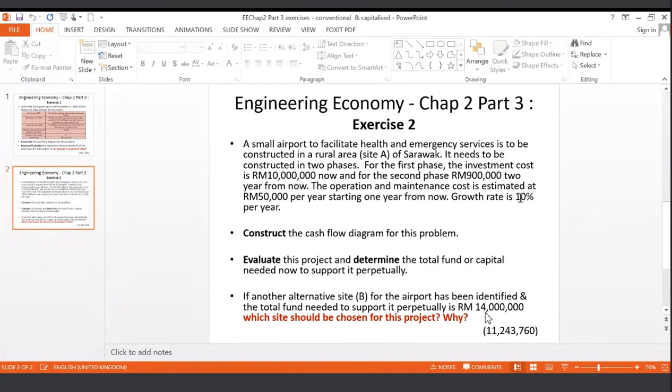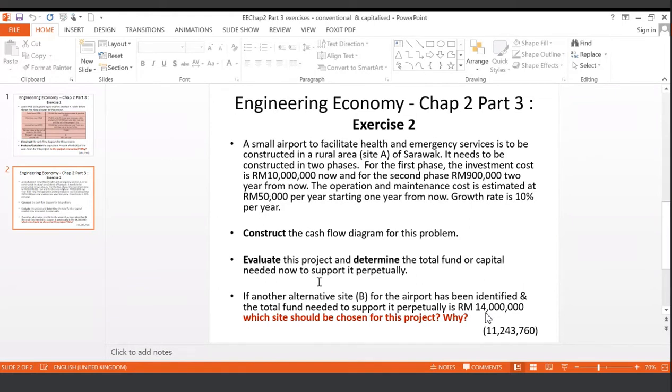So these 10 million and 900,000 arrows, are they pointing upward or downward? Downward, because it is the investment. And the operation and maintenance cost is estimated at 50,000 per year starting from now. So you have the operation cost starting at year 1 until n equals infinity, which is 50,000. The 10 million and 900,000 are non-recurring, and this 50,000 is recurring.